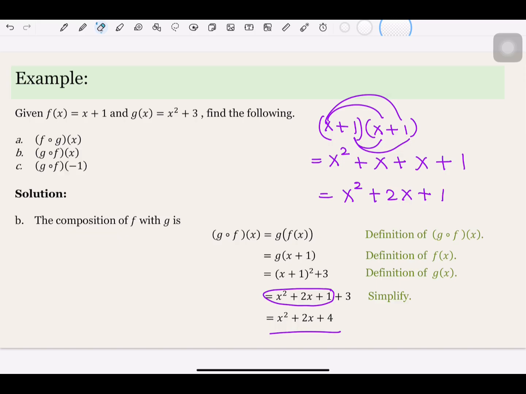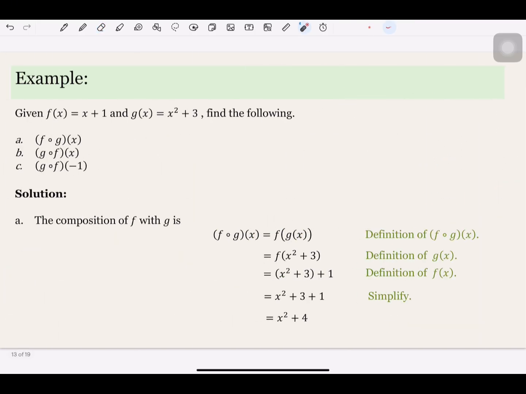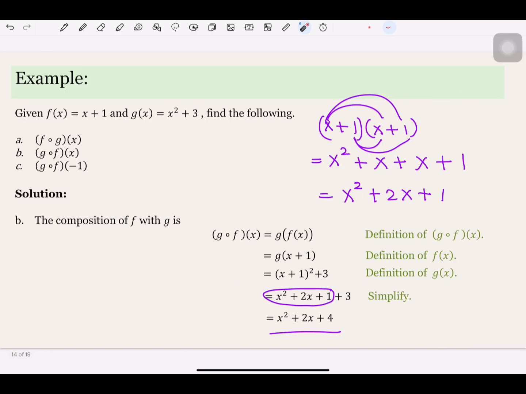So this is the composition of g and f. So you can see there's a difference between these two functions. This is the composition of f and g, and it is x squared plus 4. Here the composition of g and f is a different function.